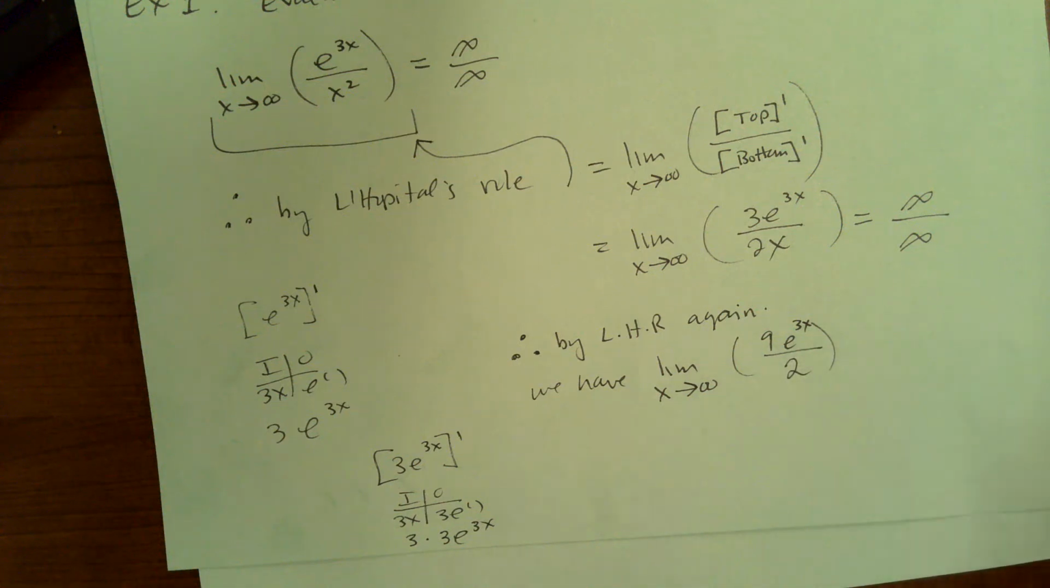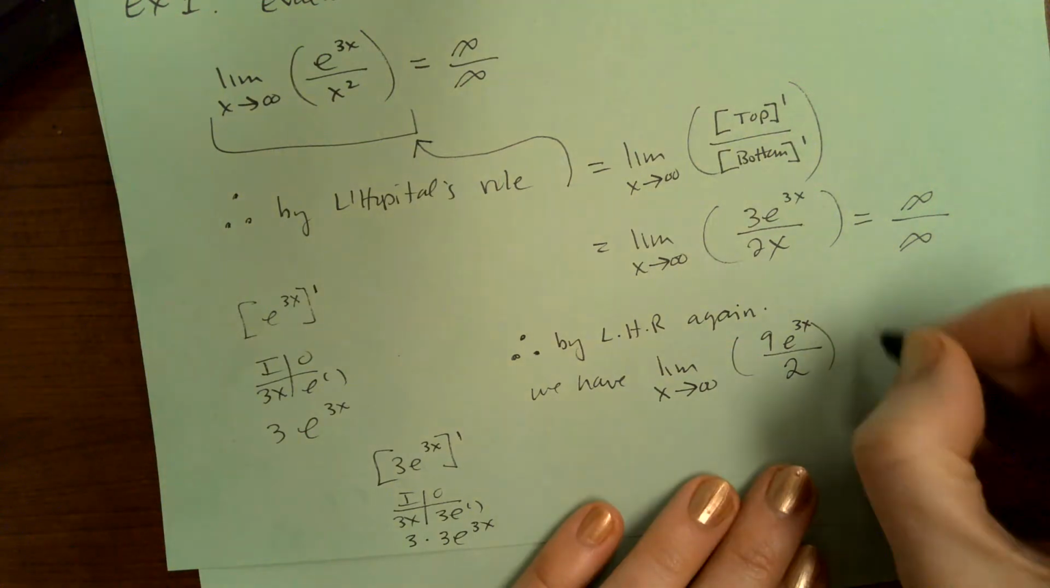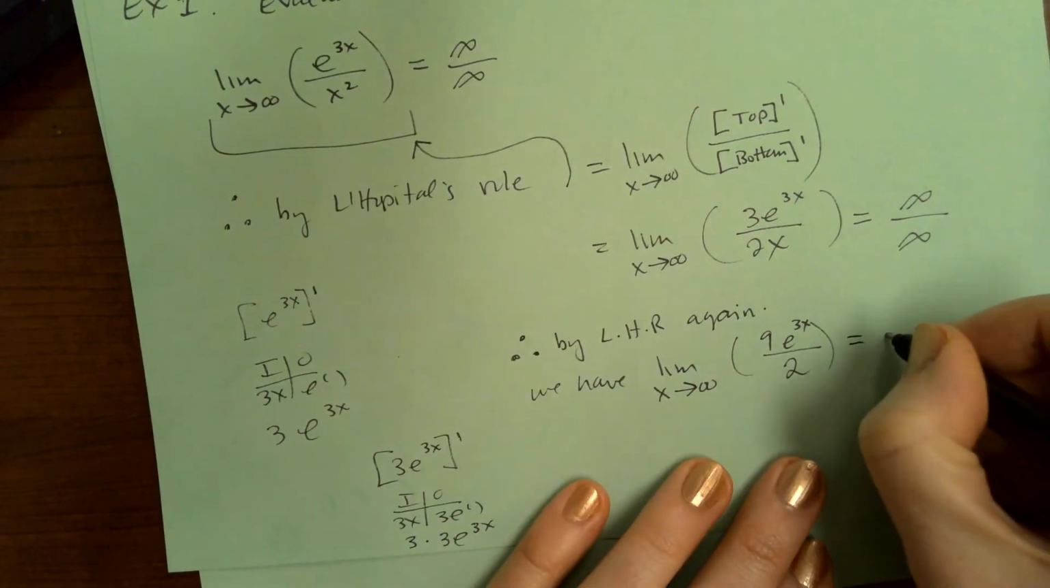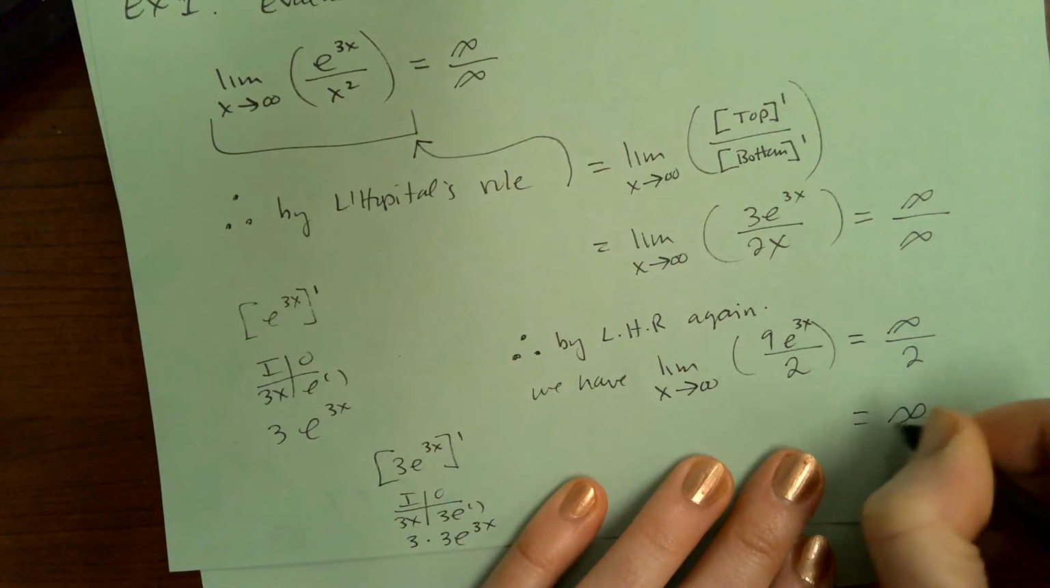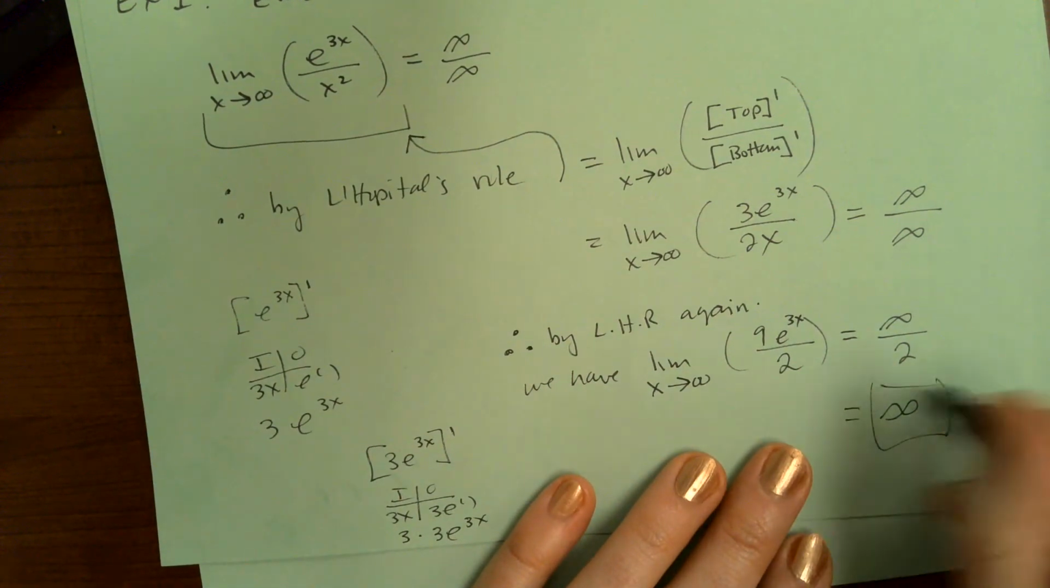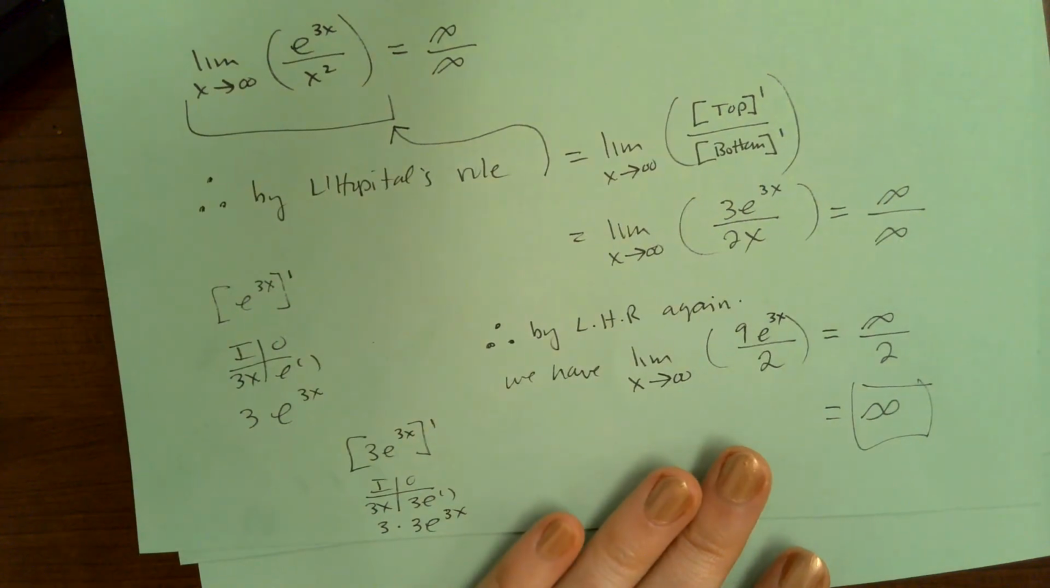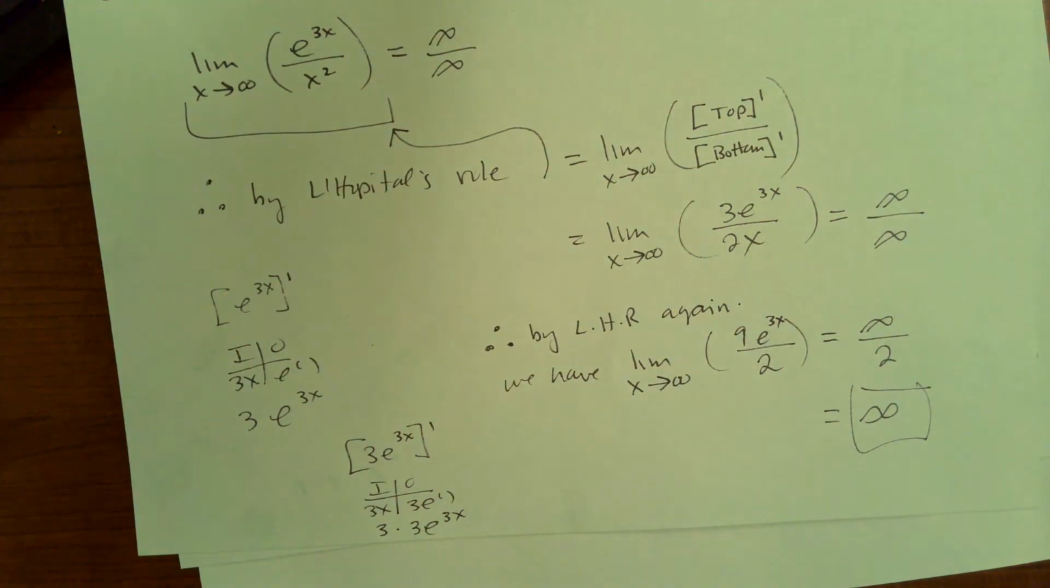So that's 9 times e to the infinity. That's 9 times infinity. That's infinity over 2. Yeah, so we end up getting a limit that doesn't actually exist, because a limit only exists if you get a concrete number. So we end up getting infinity. Okay, so there's that, guys.